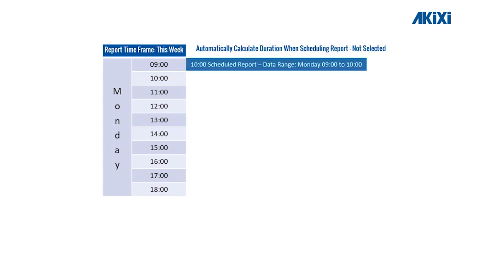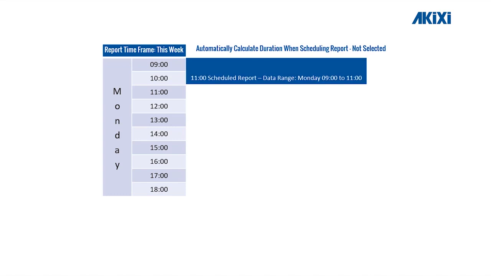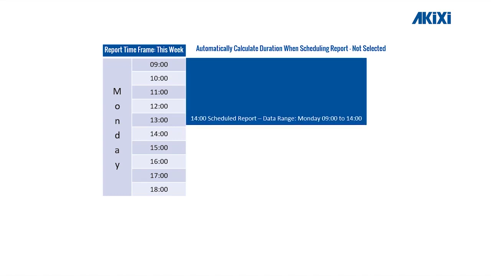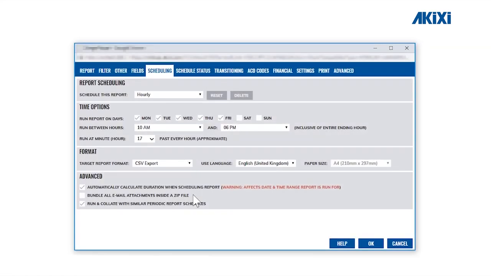If you didn't have the automatically calculate duration box ticked, then the data on the scheduled reports would report on the this week time frame and increase by an hour on every scheduled report. So in essence, you would have the data from this week's report up to present on an hour-by-hour basis.